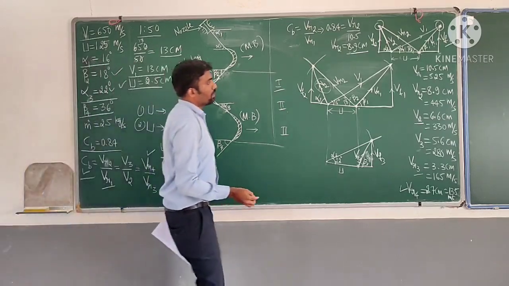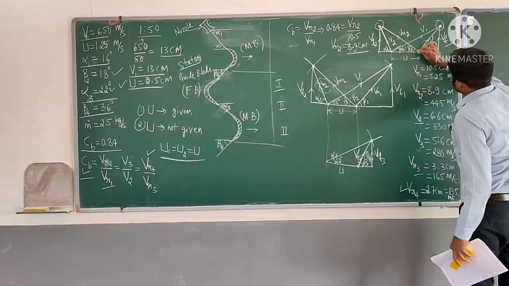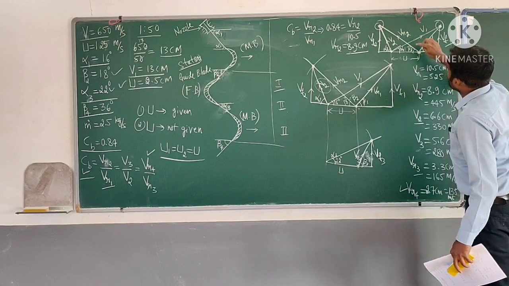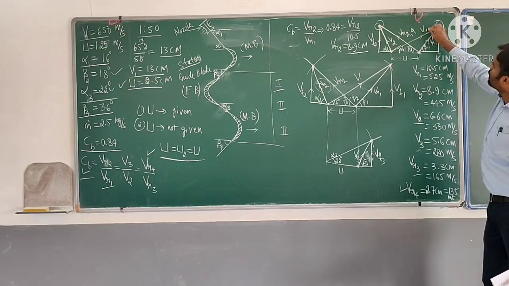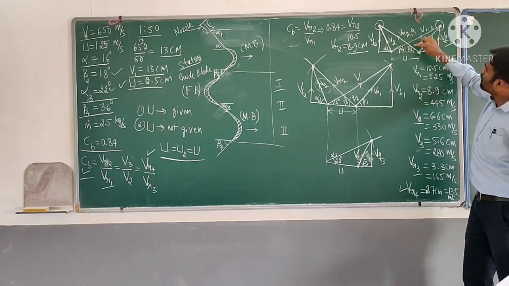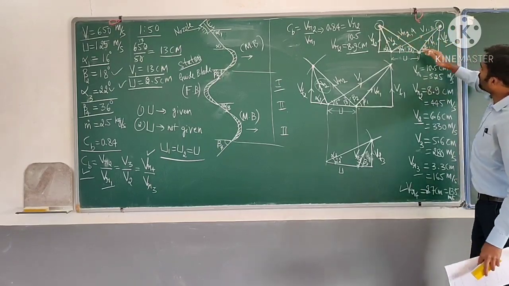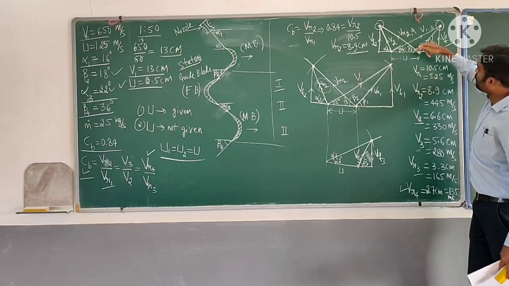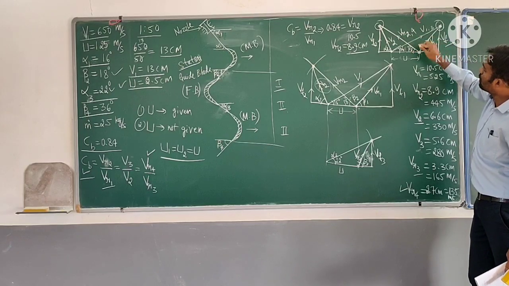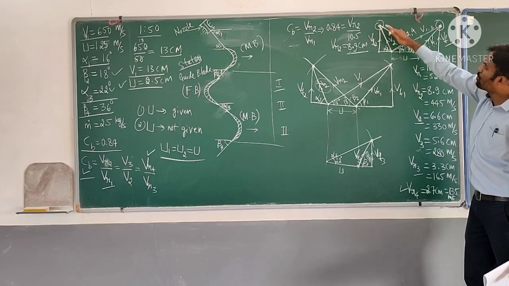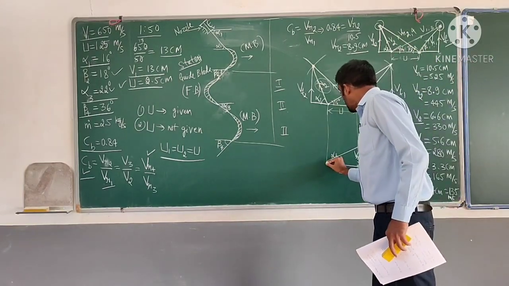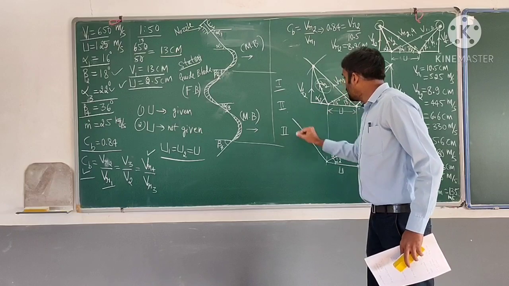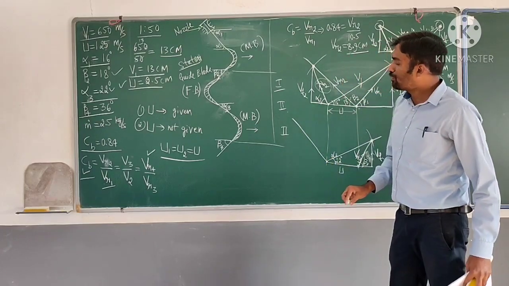So VR4 and beta 4. It is like this line. Here, if I replace 2 by 4, I can do it, and 1 can be replaced by 3. So VR4 will move like this with an angle beta 4. From this point, VR4 is moving towards this side, and it is making an angle beta 4.